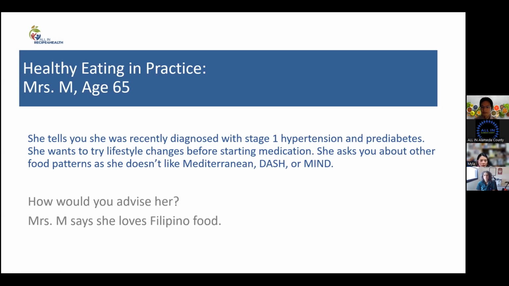The increase in vegetables. What else? The limits on saturated fat, trans fats. Yeah, certainly the trans fats and highly processed foods, for sure.